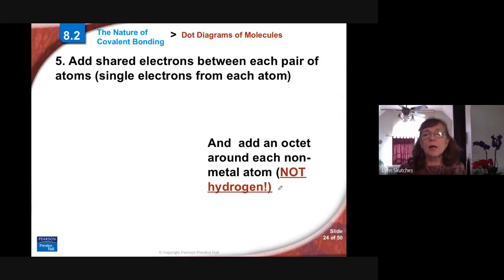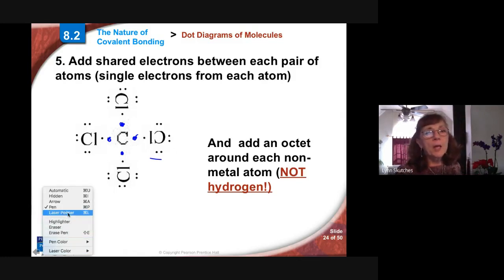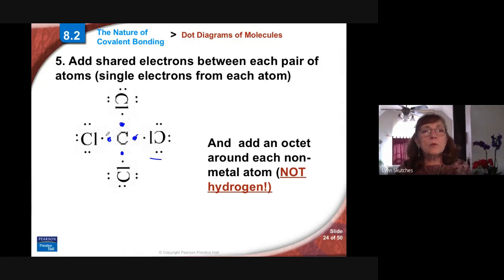All right, so add in your shared electrons. So I just rotated the images. So these are the 4 from carbon, and then each chlorine has 7. Make sure that you've got the correct number of dots around each one, and that should give you an octet around each of them. So that's another way to double check.